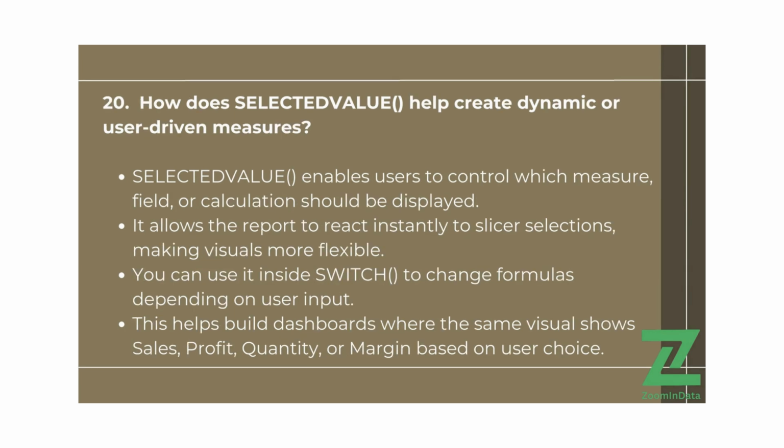20th question. How does SELECTEDVALUE help create dynamic or user-driven measures? SELECTEDVALUE enables users to control which measure, field, or calculation should be displayed. It allows the report to react instantly to slicer selections, making visuals more flexible. You can use it inside SWITCH to change formulas depending on user input. This helps build dashboards where the same visual shows sales, profit, quantity, or margin based on user choice.